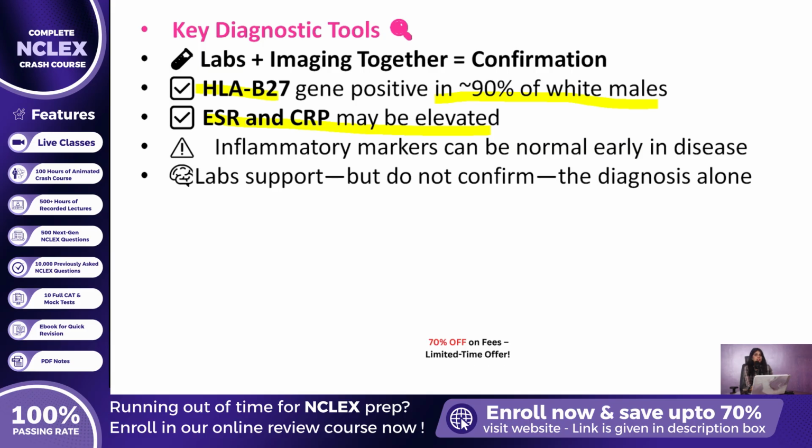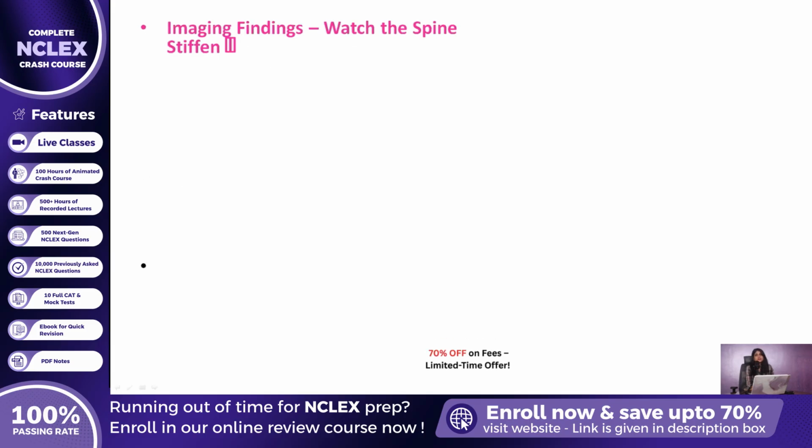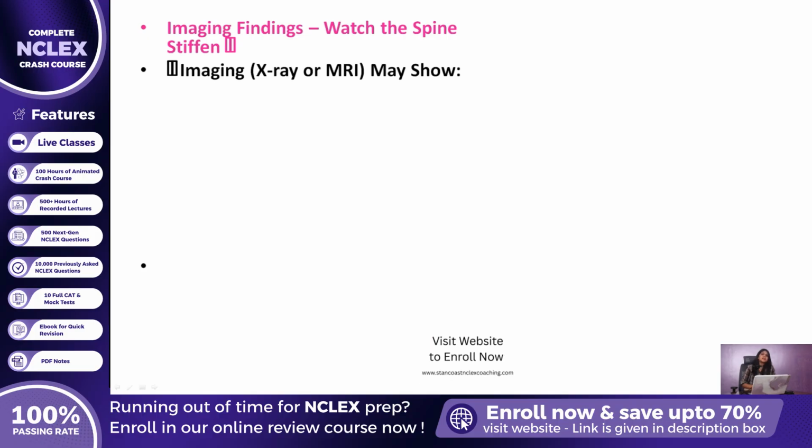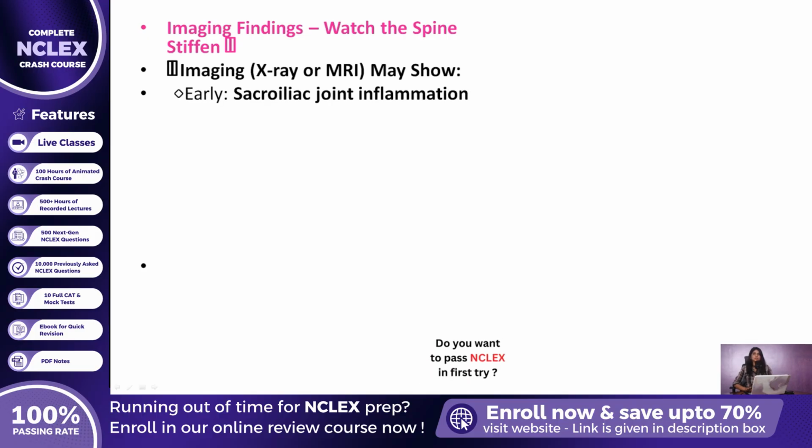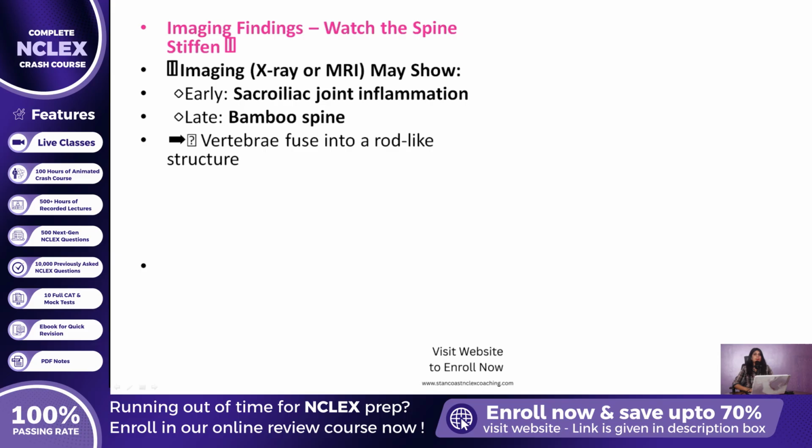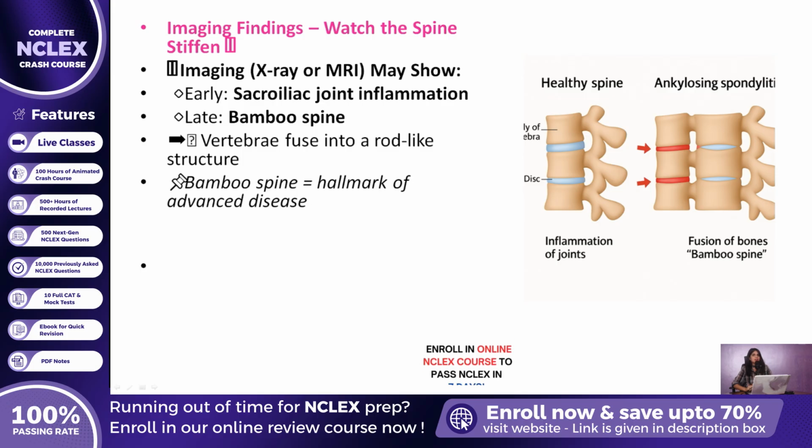Now, let us get to the imaging. This is where things get visual and real. X-rays or magnetic resonance imaging can reveal inflammation in the sacroiliac joints, especially early in the disease. But as the condition progresses, something really striking can appear: what is called a bamboo spine. This is when the vertebrae actually begin to fuse together, giving the spine a stiff, rod-like look that resembles, you guessed it, a bamboo stalk.